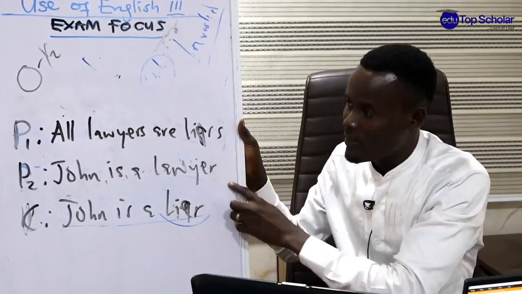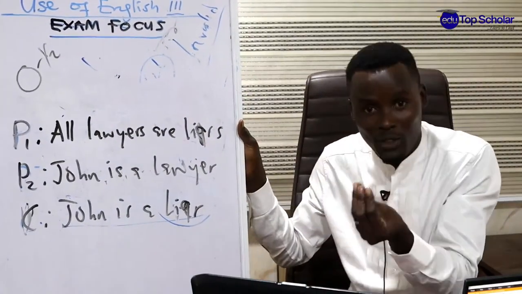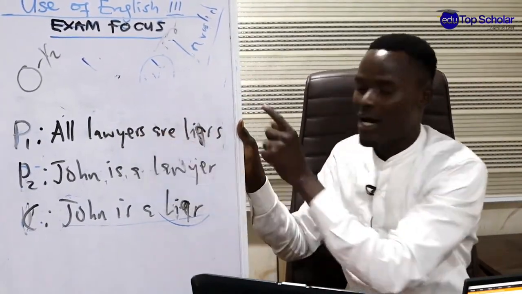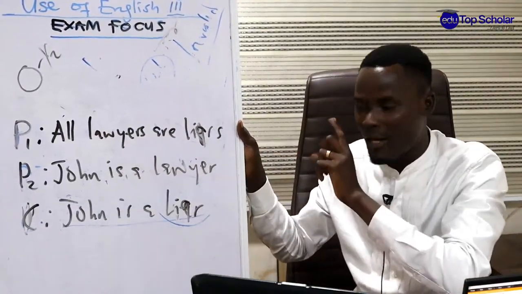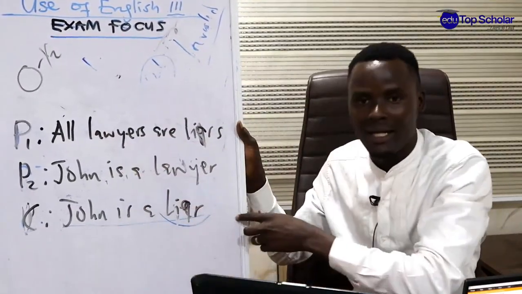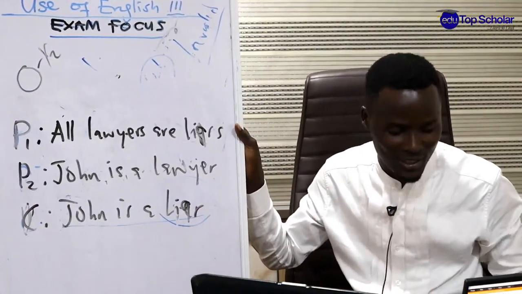This is an argument. Premise 1. Premises are the reasons. Conclusion is the point you have in mind. All lawyers are liars. Premise 1. Premise 2. John is a lawyer. Therefore, John is a liar. Is this argument valid or invalid? Please answer. Let me see your answer.